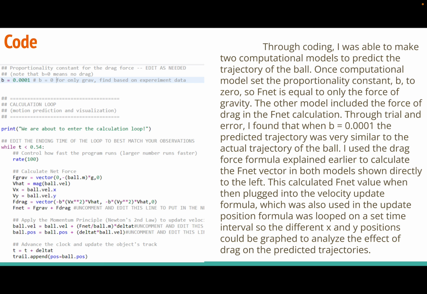Through trial and error, I found that when b equals 0.0001, the predicted trajectory was very similar to the actual trajectory of the ball. I used the drag force formula explained earlier to calculate the F-net vector in both models, shown directly to the left. This calculated F-net value was then plugged into the velocity update formula, which is also used in the update position formula, and looped on a set time interval, so the different x and y positions could be graphed to analyze the effect of drag on the predicted trajectories.